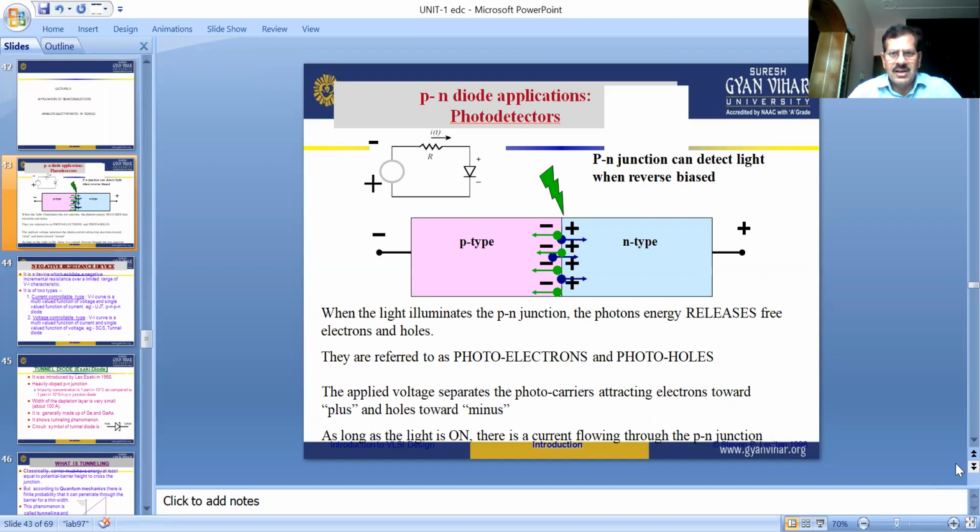And we know that the current flow in a semiconductor device is due to the holes and electrons. Holes are positive charge carriers and electrons are negative charge carriers. And this is the circuit diagram of a simple PN junction which is biased by a forward bias voltage.